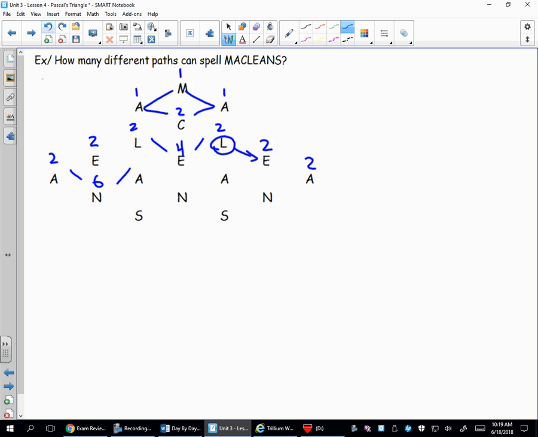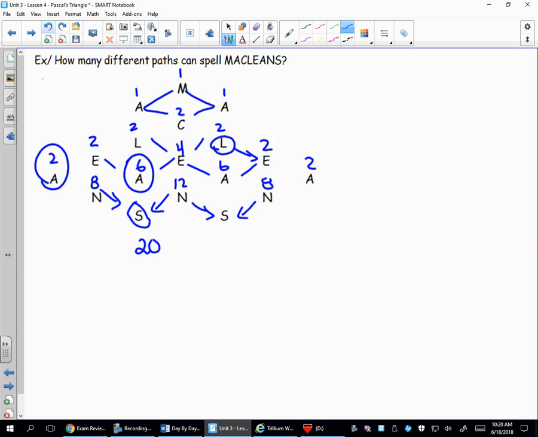Oh, sorry, I looked at the wrong spot there. 2 and 4 make 6. To get to the ends, I could either come from these A's or these A's, which makes a total of 8, 12, and 8. And to get to the S, I can come this way or this way, which makes a total of 20. Similarly over here, a total of 20, which gives me 40 different paths. Remember, add your answers to figure out the overall number of paths.